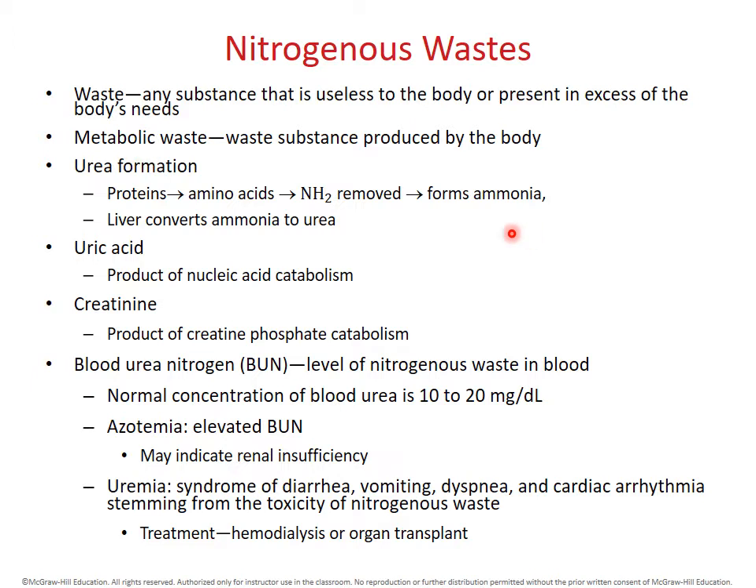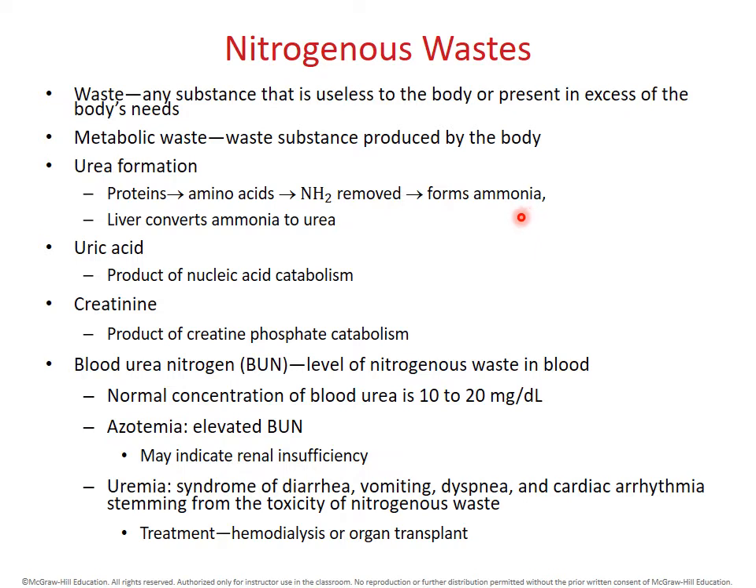We see that this compound known as urea is the principal nitrogenous waste of the body. It's not the only nitrogenous waste, but it is the principal one, constituting about 50% of all of the body's nitrogenous wastes. And urea essentially comes from the breakdown of proteins into amino acids. And when we metabolize those amino acids, of course, again, the amino group is removed, and that amino group is then catalyzed into forming ammonia.